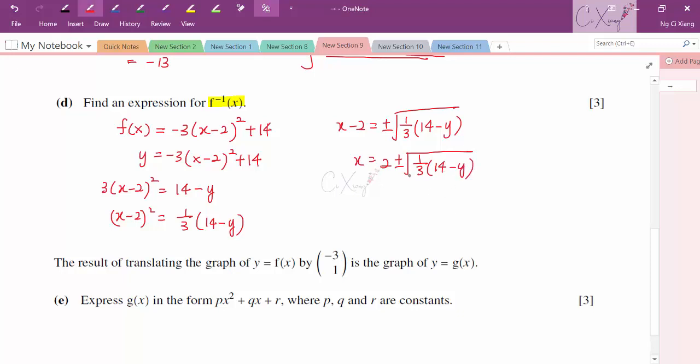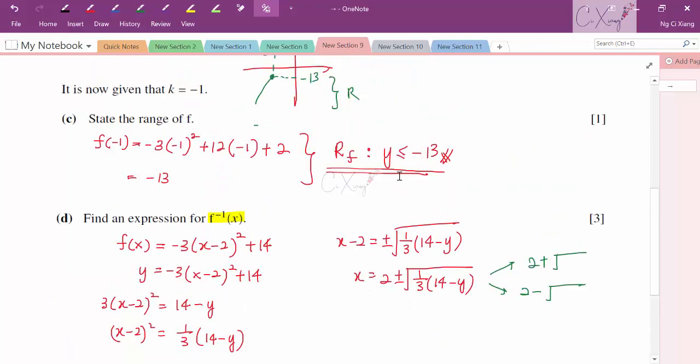Alright, so for this part, generally we have two possible answers. The first answer is 2 plus the square root of something. Another answer is 2 minus the square root of something. So how can I decide which is the correct inverse function? To decide it, generally we have to look at the domain of the original function. So we can see that from here.